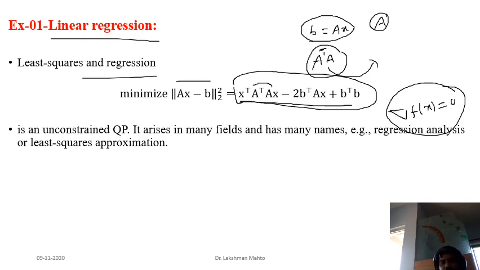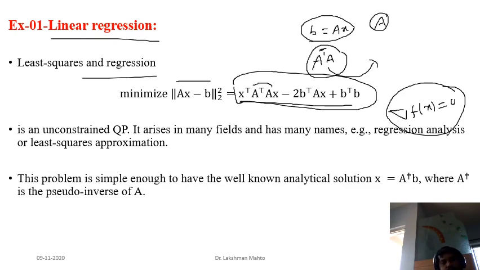This kind of problem arises in many fields and has many names. Some books call it regression analysis. If you are in linear algebra, then mostly you will see the name least square approximation. And this problem is simple enough to have a well-known analytical solution. The analytical solution is written as x equal to A dagger b. A dagger we call the pseudo inverse.